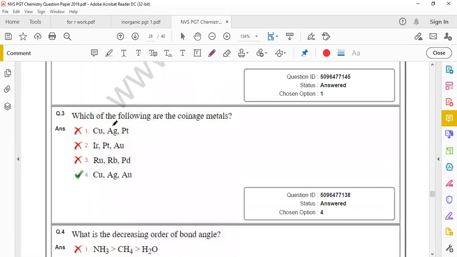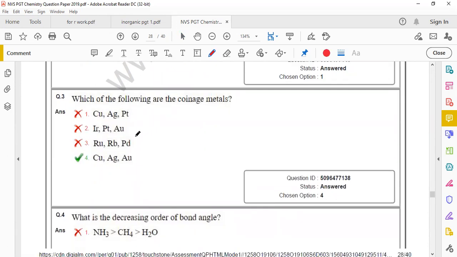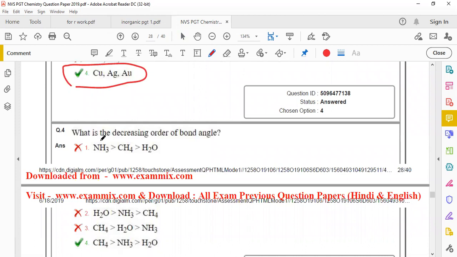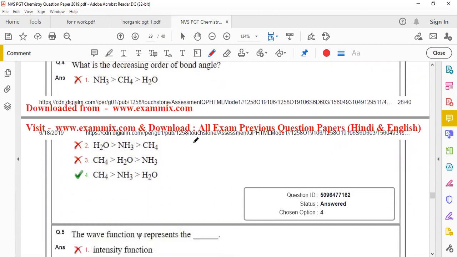Next one you will see, which of the following are the coinage metals. So this is the coinage metal group: copper, silver and gold. Next question, what is the decreasing order of bond angle? Here you can see the answers already shown in this video. So methane, ammonia and water.